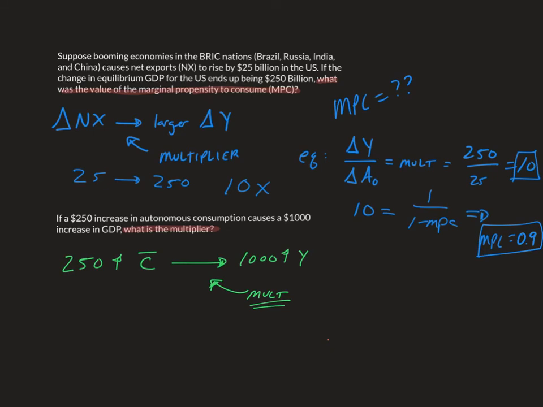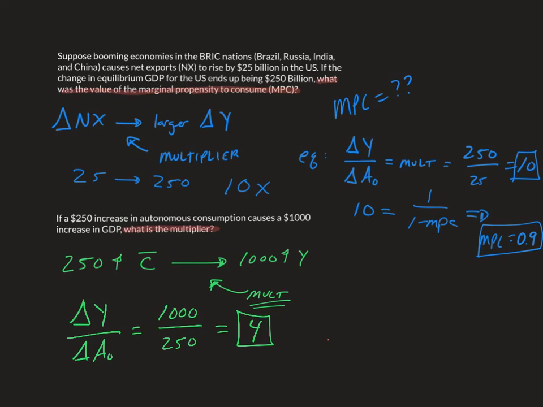If you can't see it just from looking at the numbers, we can always use the multiplier equation, which again is how much my GDP is changing given some change in autonomous spending. We just need to plug that in. We said there was a $1,000 increase in GDP divided by that $250 increase in consumption. That's going to equal 4. So my multiplier is equal to 4. Notice I don't need to figure out the MPC because the question's not asking about MPC.